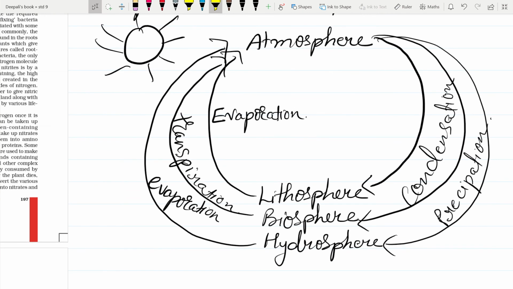Is it easy to understand now? The next cycle which we are going to do is the nitrogen cycle. As I told you, in any of the cycles you have to remember the pathway, the processes and the agents who are carrying on this cycle and what is being carried around. So here water is being carried around by the process of evaporation and transpiration, condensation and precipitation, and it is moving from lithosphere, biosphere, hydrosphere to the atmosphere, and from the atmosphere back to lithosphere, biosphere and hydrosphere. I hope this is clear to you.